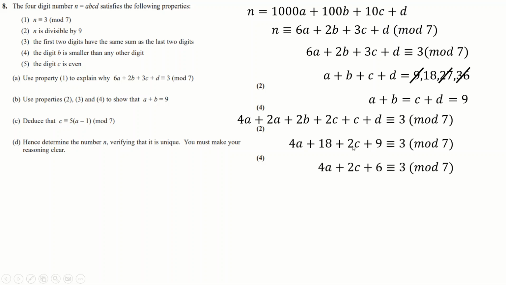So now, well, 18 is 4 mod 7, and 9 is 2 mod 7, so that together makes 6 mod 7, or 27 is also 6 mod 7, you can write. Take away 6 from both sides. Now, I could write this as 4 mod 7, or I could write it as minus 3 mod 7. I'm gonna do the latter.